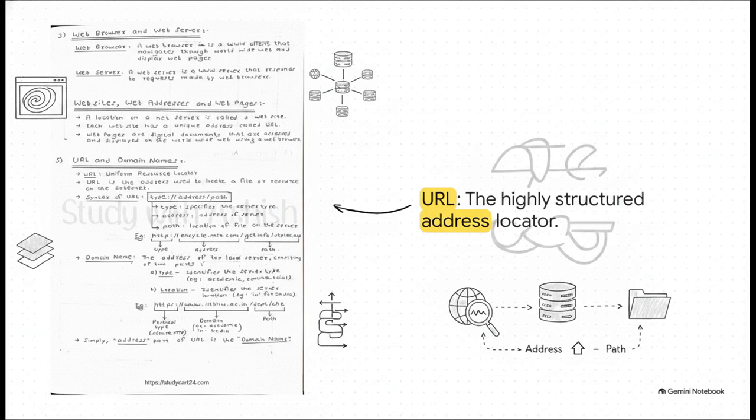A URL, or Uniform Resource Locator, isn't just a random string of text, it's incredibly structured. First, it starts with the protocol or type, like HTTP or HTTPS, telling the server exactly how to communicate. Next up is the address, which is that domain name we just talked about, pointing you to the specific server. And finally, you have the path. Think of this like a filing cabinet directory. It points to the exact file or folder location on that server.